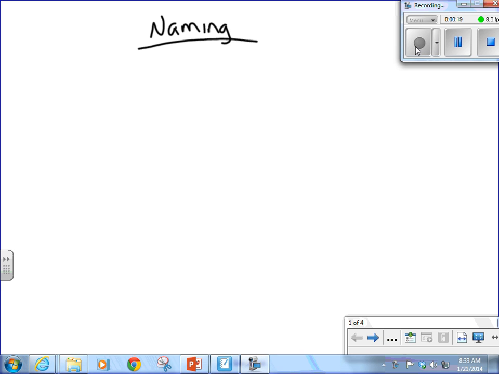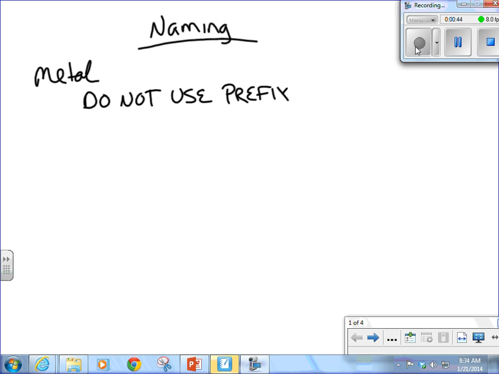When you name things, there are a few things that you need to check and see if you have. First thing you need to check and see is if you have a metal. Remember, metals are to the left of the staircase on the periodic table. If you have a metal, you do not use prefixes. When I say prefixes, I mean things like di, tri, tetra. You would not tell me carbon dioxide. If you have a metal, you have a few extra things that you need to check.